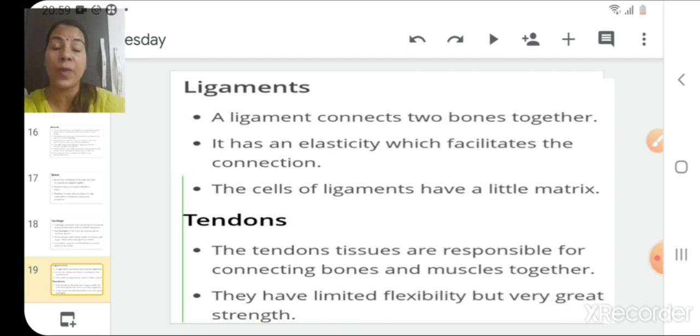These tendons are very, very important, children. The tendon tissues are responsible for the connection between bones and muscles. We are able to move our bones and muscles, and the movement in our body is only with the help of these tendons. So when bones and muscles bind together, they are bound with the help of tendons. So the tendon tissues are responsible for connecting bones and muscles together. They have limited flexibility but very great strength.